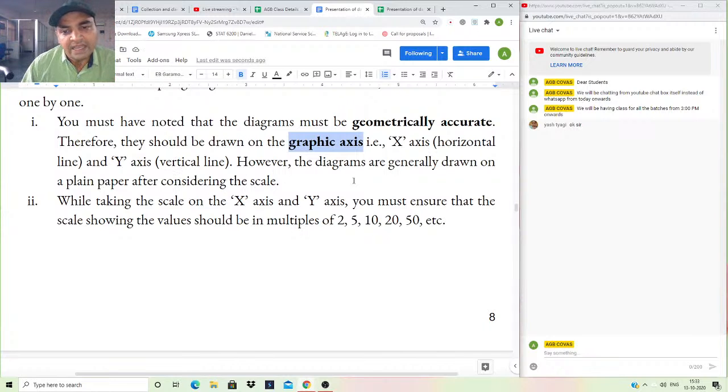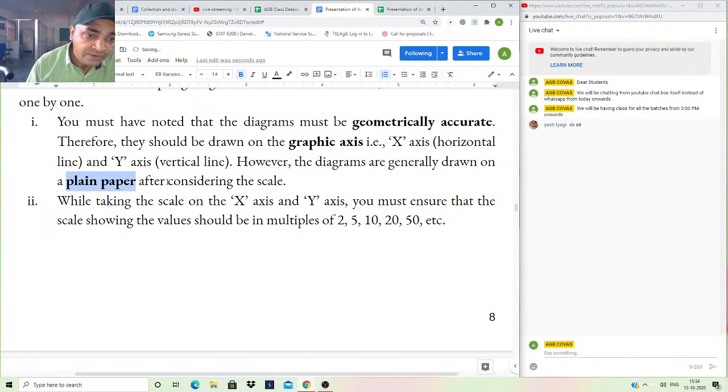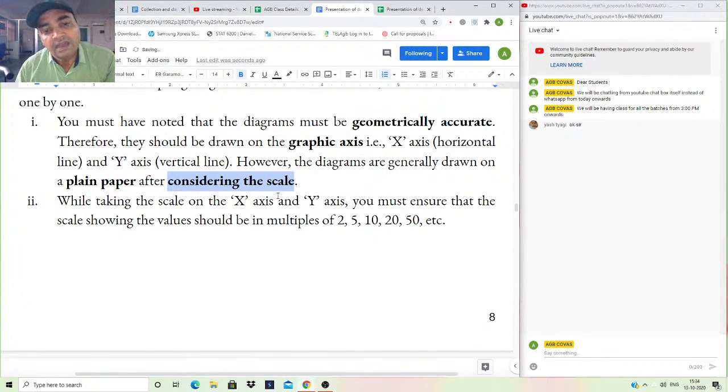However, the diagrams are generally drawn on plain paper after considering the scale. So this is the first difference between the graphical representation and the diagrammatic presentation. Diagrams are prepared or drawn on plain paper, but after considering a scale. There is some scale there, and then these diagrams are prepared. However, in graphical presentation they are prepared on graph paper. So this is the basic difference between a diagram and a graph.